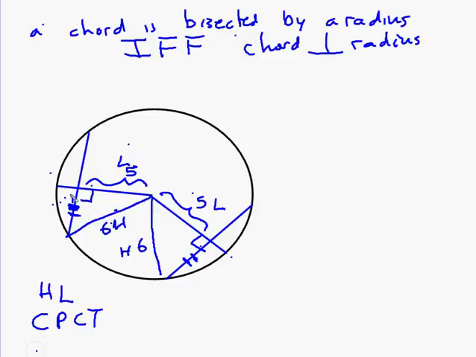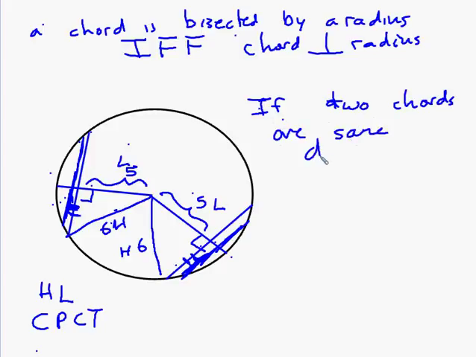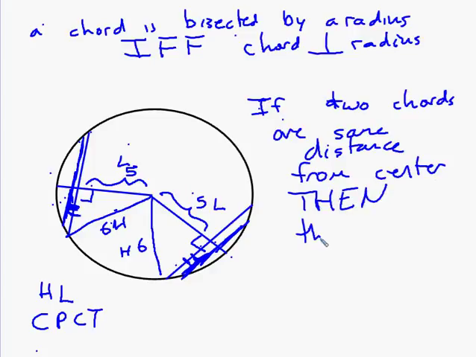and then that means by CPCTC, corresponding parts of congruent triangles, this is the same as this, which then would mean this whole thing is the same as this whole thing. Correct. So that means if two chords are the same distance from the center, then their lengths are equal.